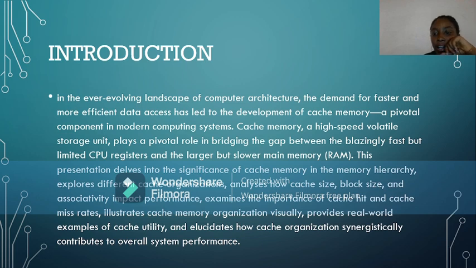Cache memory, a high-speed volatile storage unit, plays a pivotal role in bridging the gap between blazing fast but limited CPU registers and the larger but slower main memory (RAM).